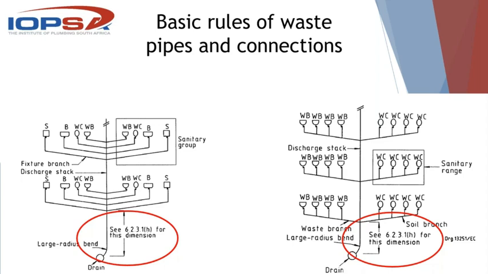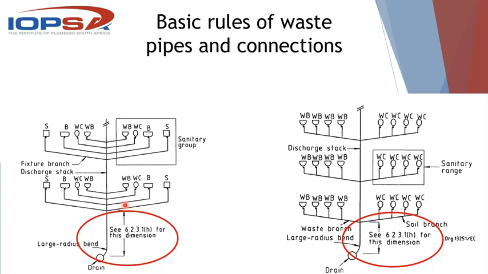Okay, so this distance over here, that distance over there, is determined by those points that I've just said. 6.2.3. This, by the way, is from SANS 10252/2, which is the drainage standard. So that distance over there shall be determined in accordance with 6.2.3.1.